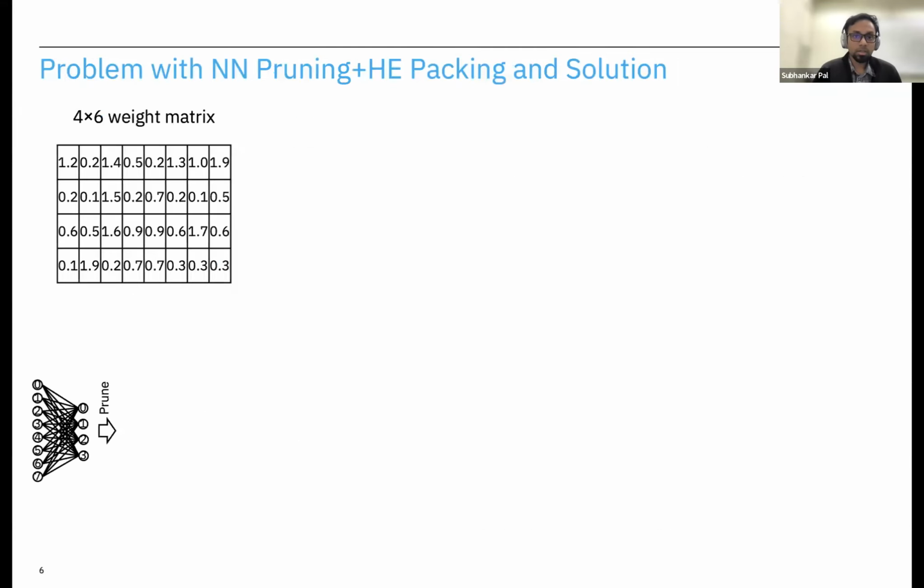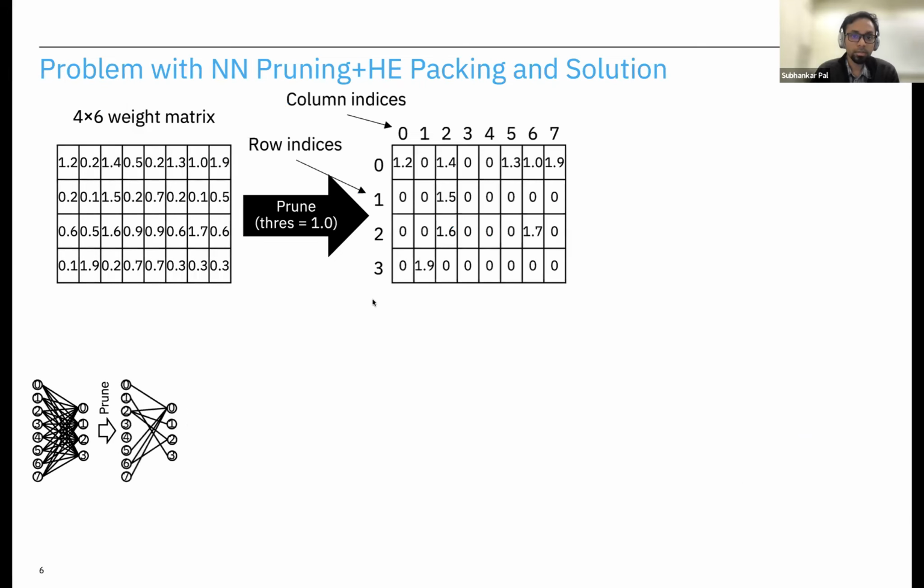Okay, so let's look at how things would work out if we just prune and then pack using the method shown in the previous slide. Let's take a different example now. It's a 4 by 6 weight matrix with these values, and the bottom just shows a neural network representation of this weight matrix. So it's a fully connected layer. Let's say we prune the weight matrix with a threshold of 1. So it removes a bunch of values, making them zeros.